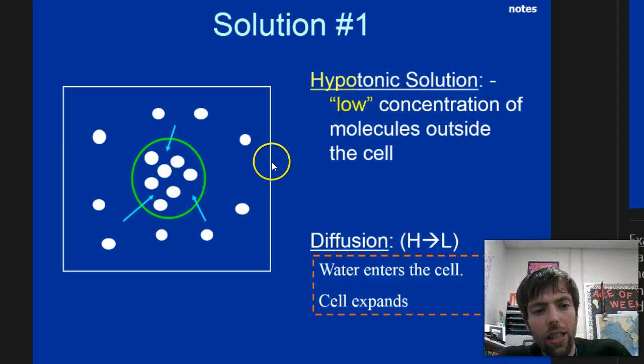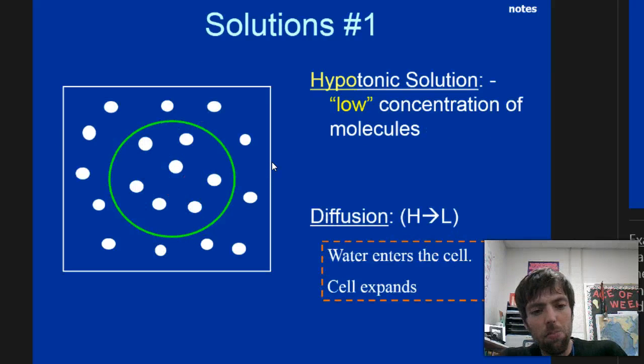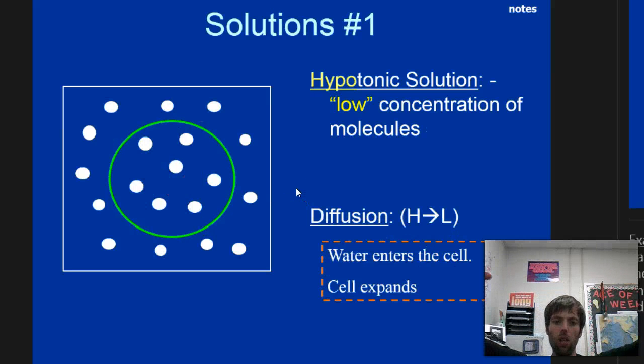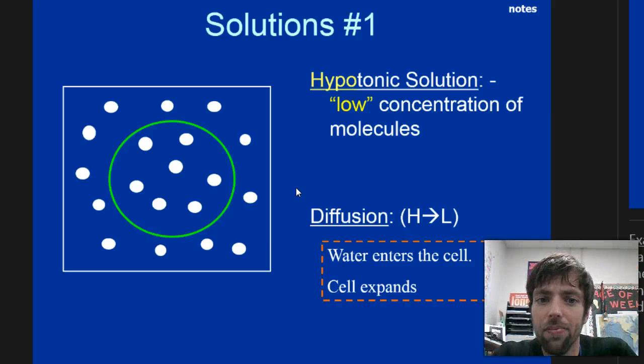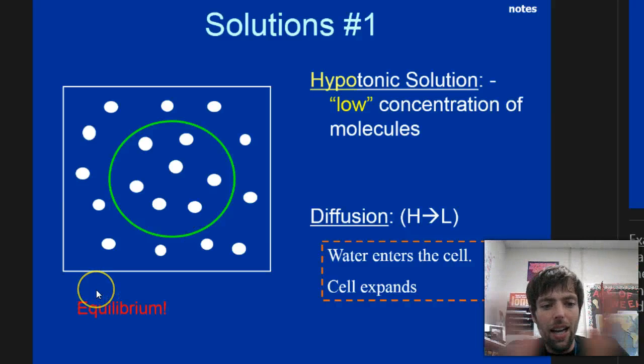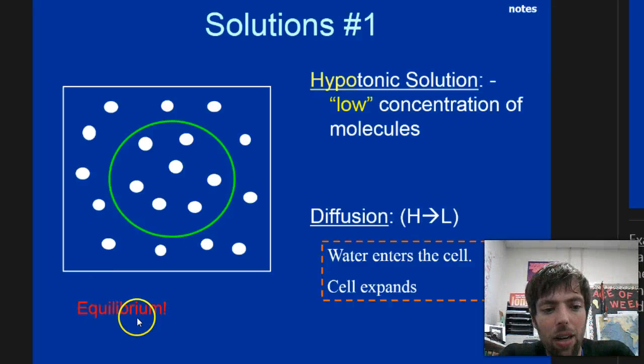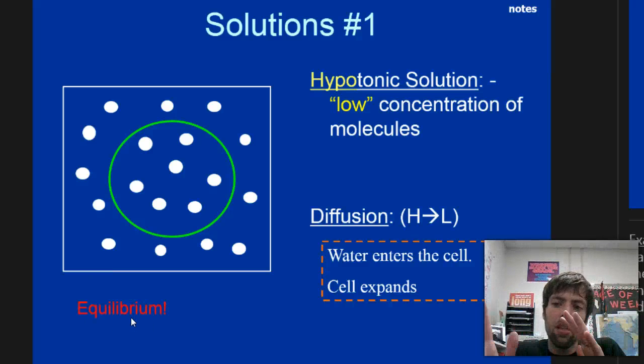We dropped it in, water came in, it got bigger, it expanded, and now the cell is a really big egg or a really big cell. That's in a hypotonic solution. Now let's draw, and yay, it's an equilibrium. Red line right here. Everything's equal on one side compared to the other.